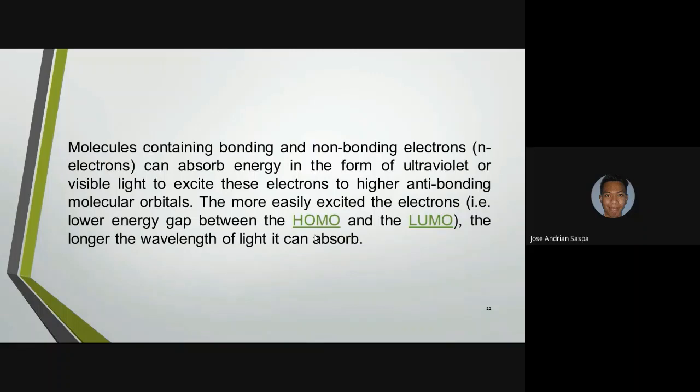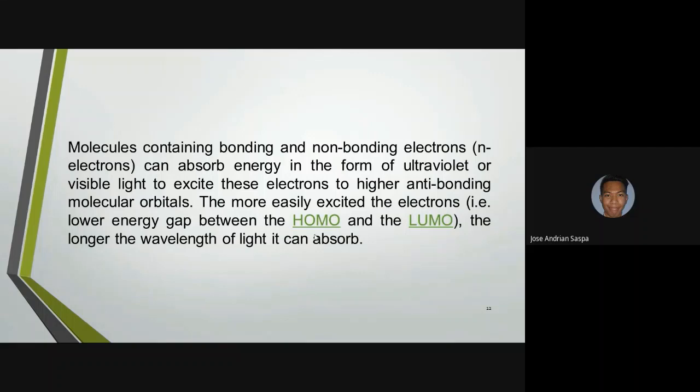Molecules containing bonding and non-bonding electrons can absorb energy in the form of ultraviolet or visible light to excite these electrons to higher antibonding molecular orbitals. The more easily excited the electrons, the longer the wavelength of light they can absorb.